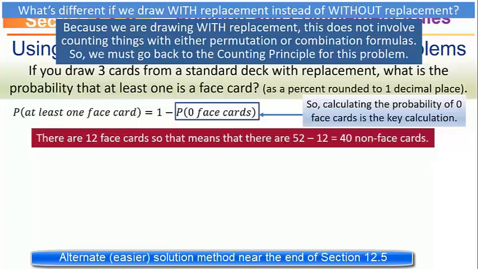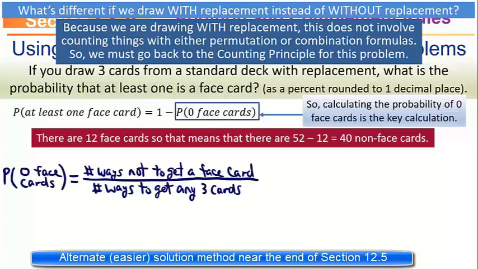Remember also that there are 12 face cards, so if we're trying to not draw a face card, we're looking for one of the non-face cards, and there are 40 of them because 52 minus 12 is 40. And as before, the number of ways you can get no face cards is simply the number of ways that you don't get a face card when you're drawing those 3 cards over any possible way you could draw 3 cards from the deck. And again, this time with replacement. So the answer for the 0 face cards probability will be a fraction, and we have to calculate the numerator and denominator, and we're home free.